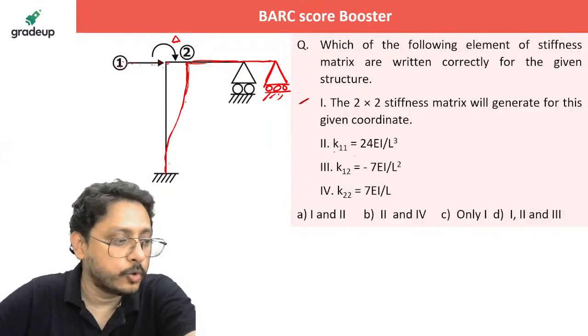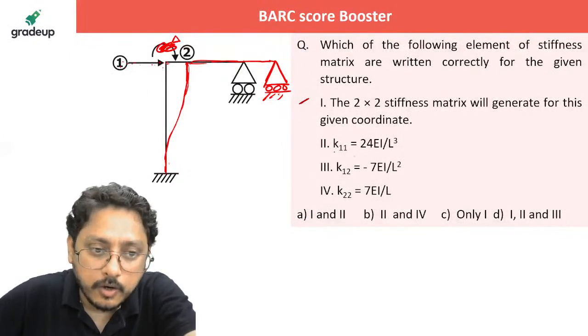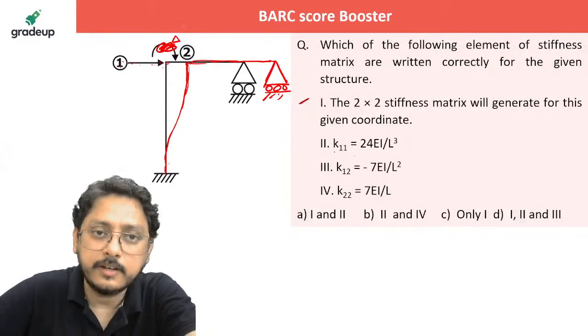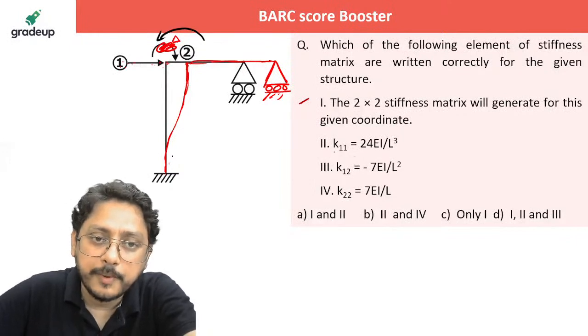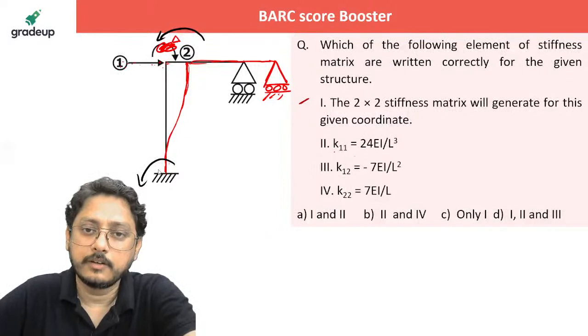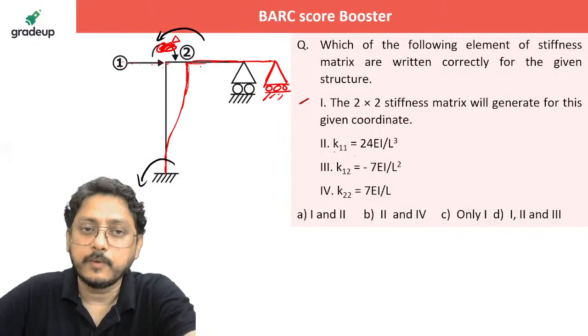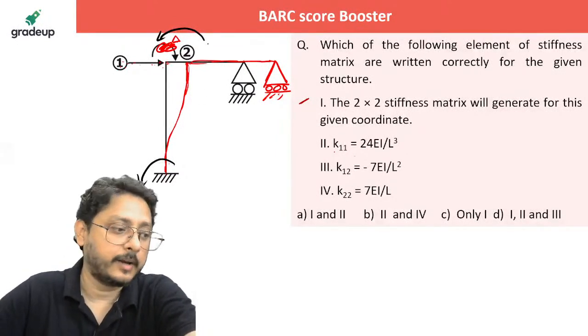If the column is rotating in clockwise direction, now seize this one, already we have seized. If a column is rotating in clockwise direction, an anti-clockwise moment will develop, isn't it? Now if the anti-clockwise moment develops, what will be the value of that moment? 6EI delta by L square.